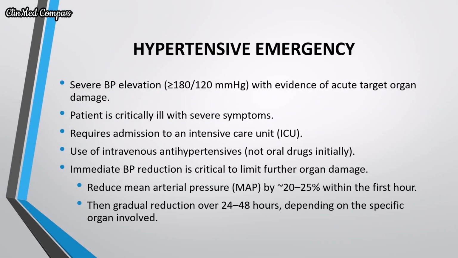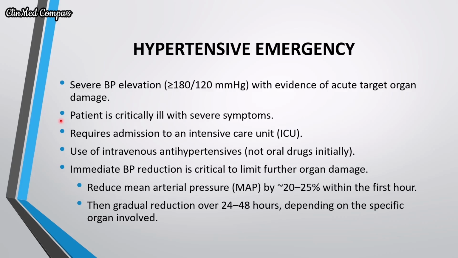Now, hypertensive emergency. This is a more serious situation. Here the BP is similarly elevated, but the key difference is that there is acute target organ damage. This could be stroke or encephalopathy, acute heart failure, myocardial infarction, aortic dissection, acute kidney injury, or even papilledema with visual changes.